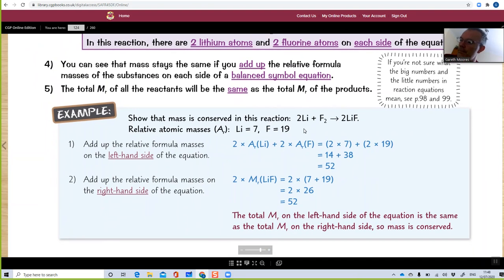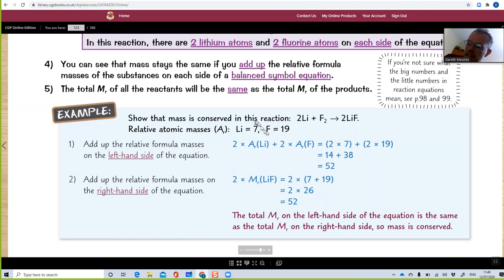Where it sometimes doesn't feel like that, take for instance, you do a simple combustion reaction, you burn a bit of paper, you weigh the paper before, you burn it, and it's gone. And you think, oh, it's lost mass. It hasn't lost mass. It's turned into a gas and it's escaped. You haven't captured that mass. If you captured the carbon dioxide that was made and weighed it, it would weigh the same as the paper did beforehand. So here's a simple question.